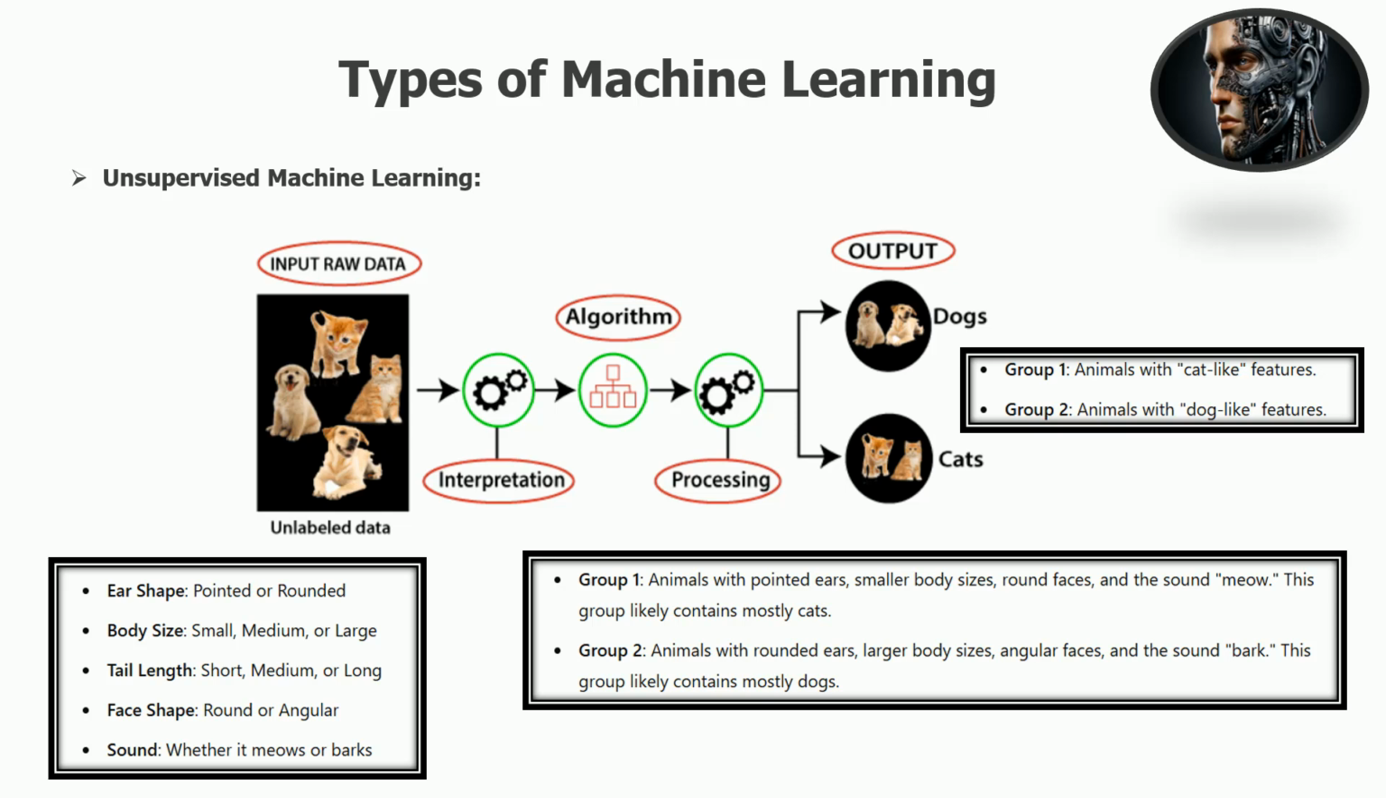And who is going to provide the information to the system, like ear shape, body size, tail length, face shape, etc.? We as humans are going to provide this information to the algorithm. So I hope you got some idea about unsupervised machine learning.